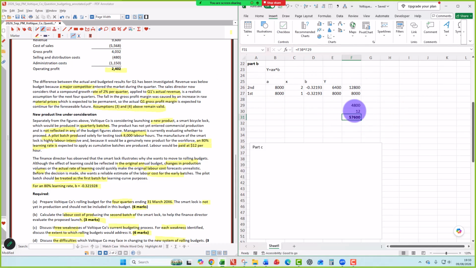But hopefully that neat layout is a really good way to do learning curve calculations when you're trying to find the time for a particular batch, or when you've got a steady state question, because all you end up having to change is the value of X and everything else sorts itself out.